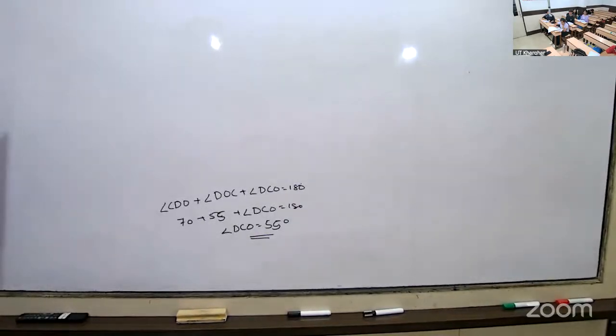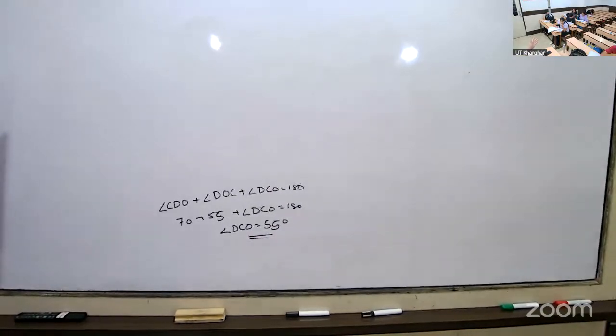55, how? Vertically opposite. Alternate angles are equal if the lines are parallel. Then, yes, linear pair is 180. Vertically opposite, no problem. The remaining part will be 100. Okay, Gandhi's hand raised. Look na.